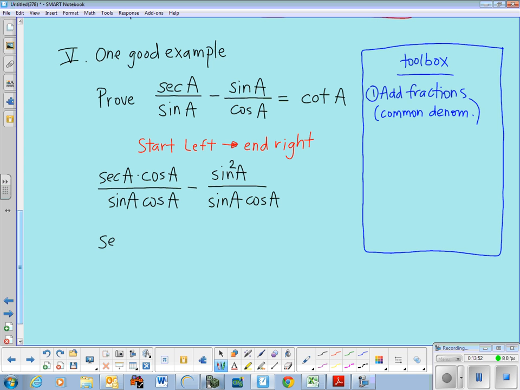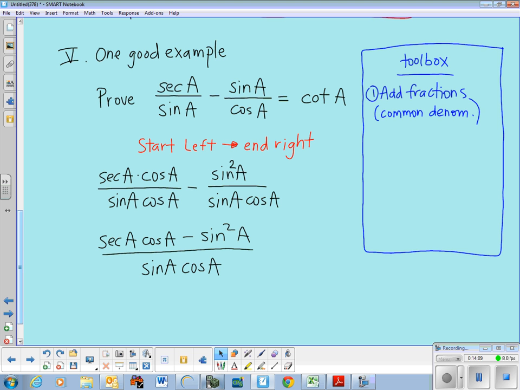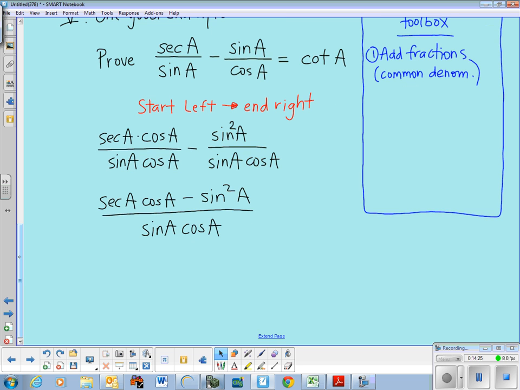The top is secant A cosine A minus sine squared A, common denominator, sine A cosine A. So my big idea of adding fractions I'm done with, and I'm trying to make this thing look like cotangent. I'm not sure exactly how that's going to happen yet. The thing about proofs is you don't always see all 5 or 6 steps when you start. You just need to try something, and things will usually take shape. Nobody's going to give you a problem that doesn't work out fairly nicely in a reasonable number of steps. It's not going to be an 88-step proof, so something's going to start happening soon. So look and see what we can simplify.